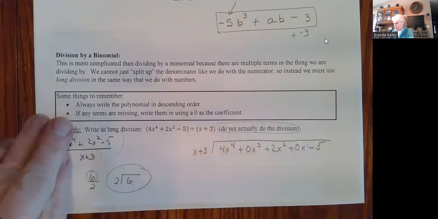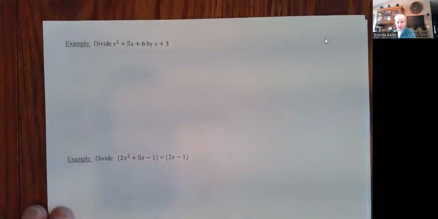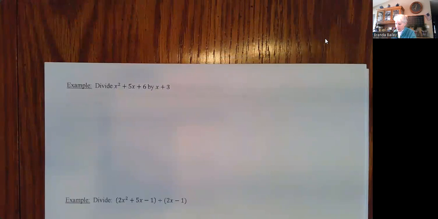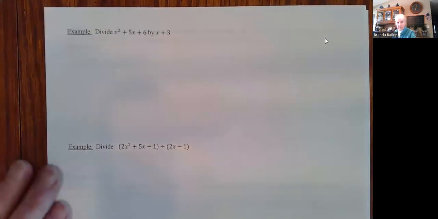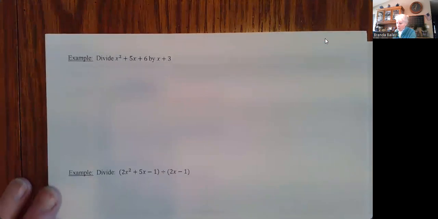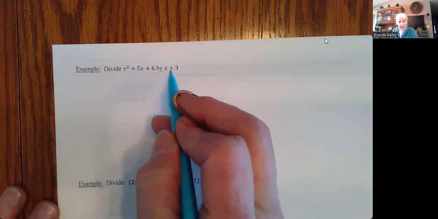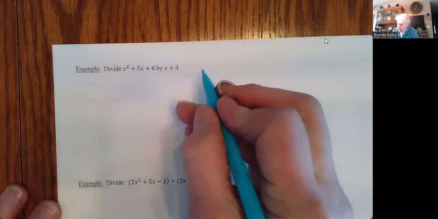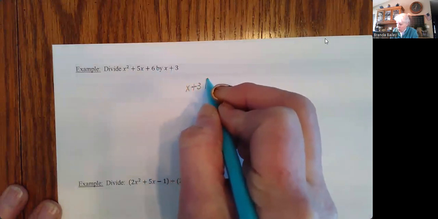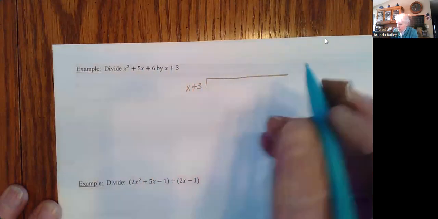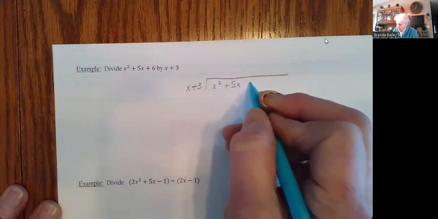All right, so let's go ahead and look at some here. We're going to practice this whole idea. I'm going to scoot this down. Looking here, we're going to find the quotient. We're going to take this divided by this. So we'll be taking x plus 3. This process is called long division, divided by x squared plus 5x plus 6.